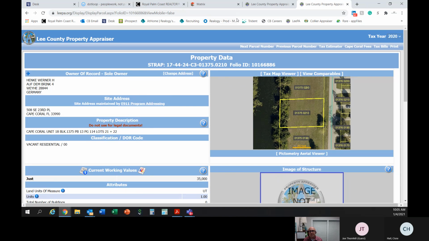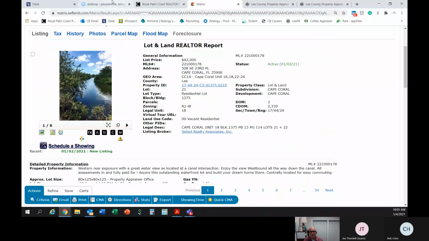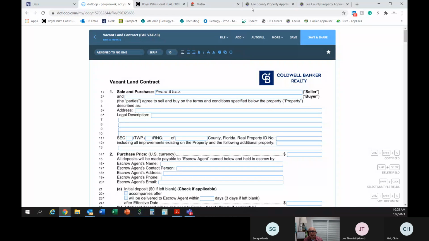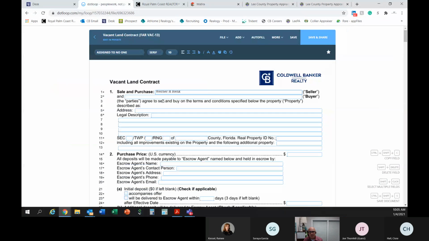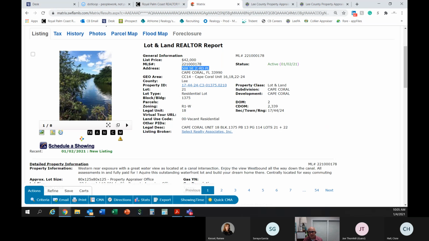And here we are. And we see that we have Werner H. Hank is the owner. Okay. And then buyer, we've got Jane Doe and John Doe. Okay. Address. I'm big on copy and paste.